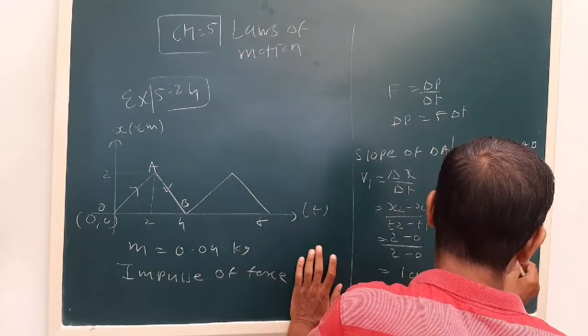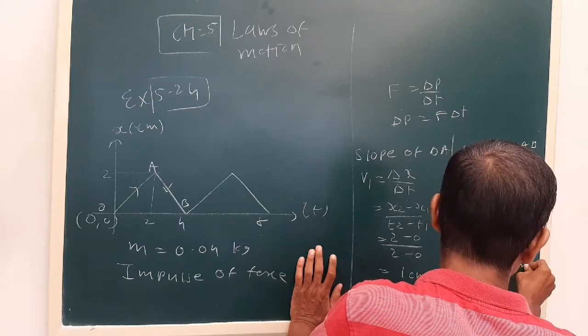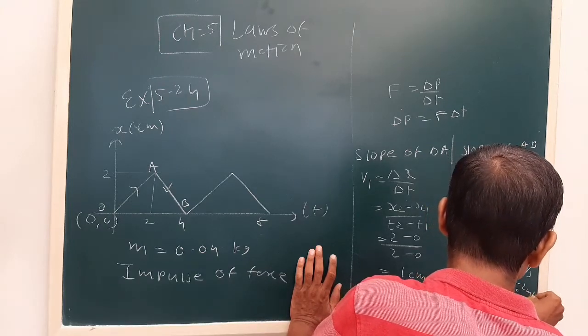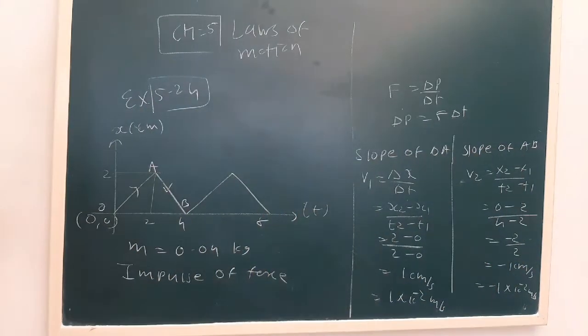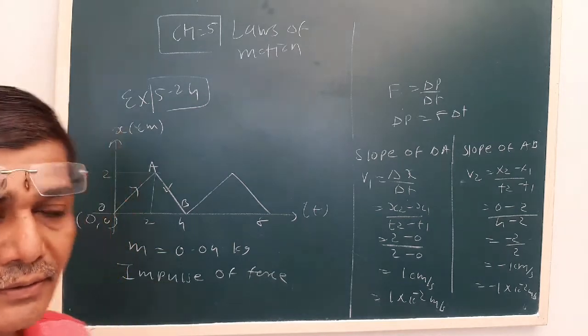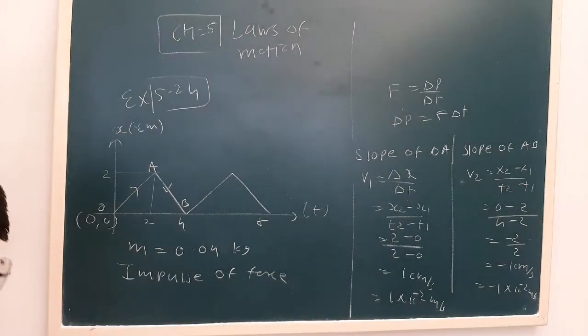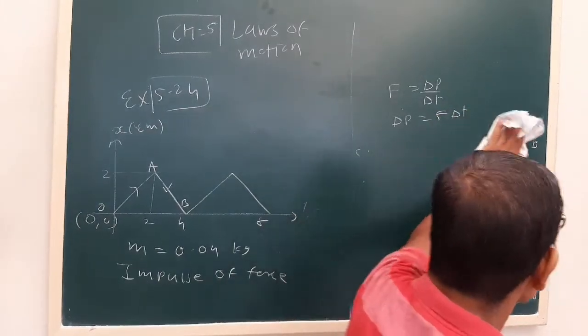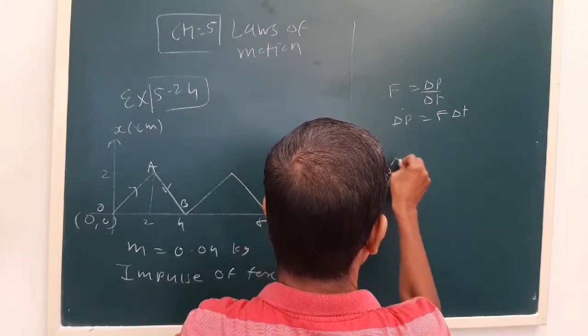That will be minus 1 centimeter per second. Okay, this is a symmetric triangle, so the slope is the same, the value is the same, but see the direction is different. Now see the change in momentum is m into V2 minus V1, that is F delta T, that is impulse.